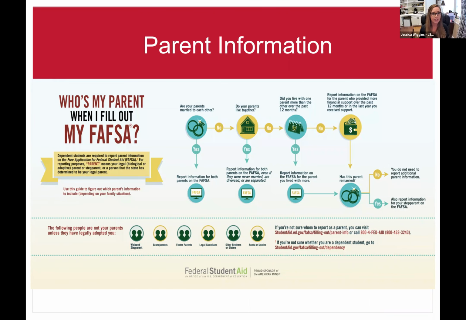Then, did you live with one of them more than the other in the last 12 months? Odds are the answer is yes. Then you report the information for the parent that you lived with more. If the answer to that question is no, I lived with them both equally, then you report on the FAFSA for the parent who provided the most financial support for you in the last 12-month period.